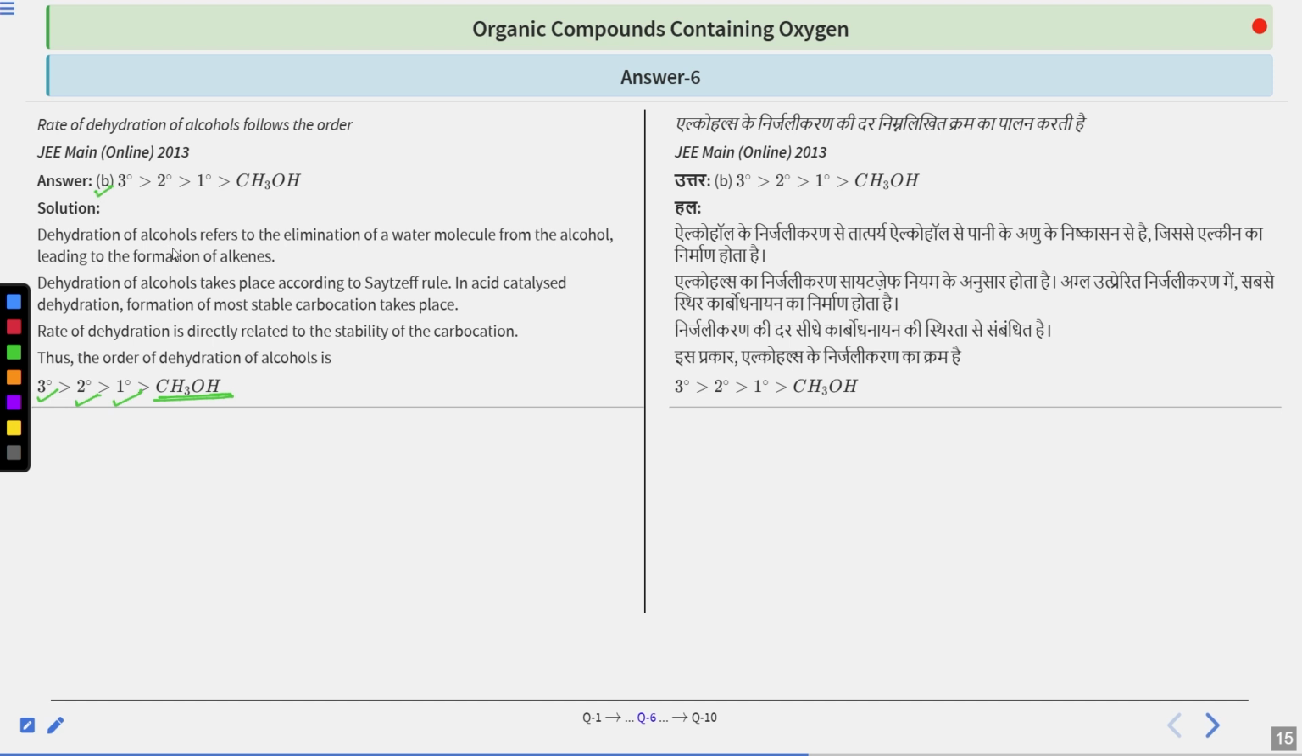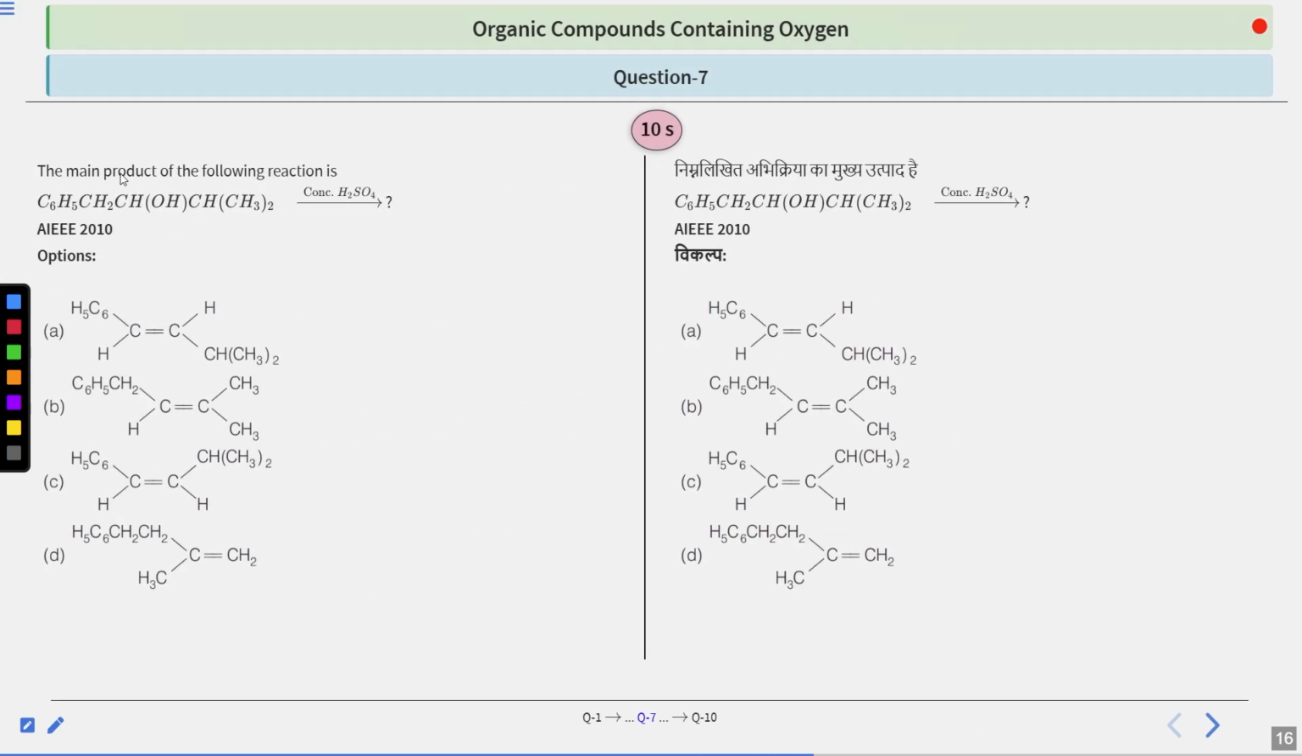Moving on to our next question. The main product of the following reaction is: we have given a reactant C6H5CH2CH(OH)CH(CH3)2. We react it in the presence of concentrated H2SO4. What will we get as the main product? This question has been in AIEEE 2010.